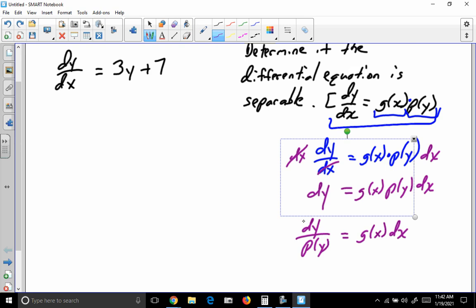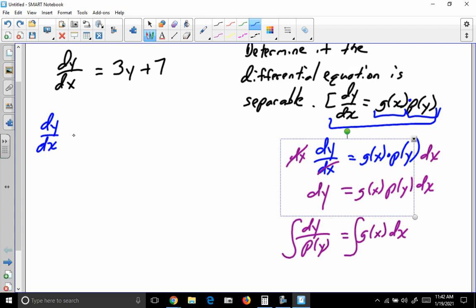Once we separate the y's on one side and the x's on the other, we integrate both sides to get our solution. Then if we happen to have an initial value, we use that initial value to remove our constant. So here, we just want to know, okay, can we do that? And the answer is yes.